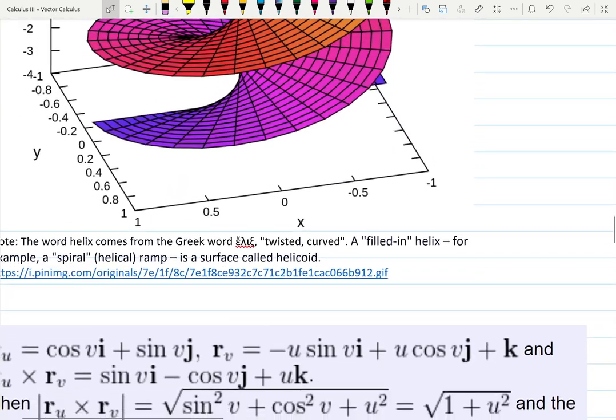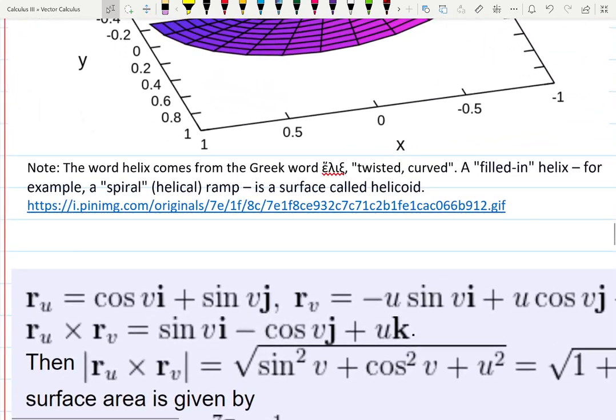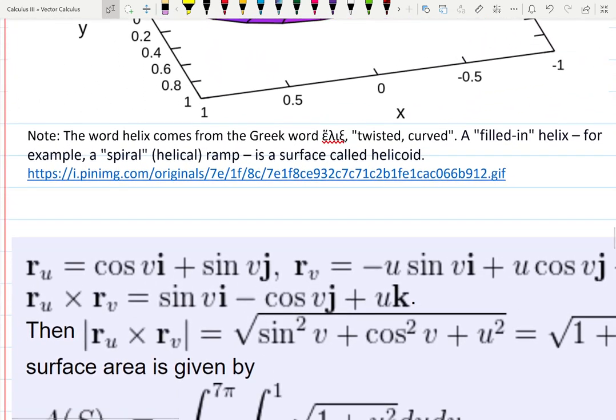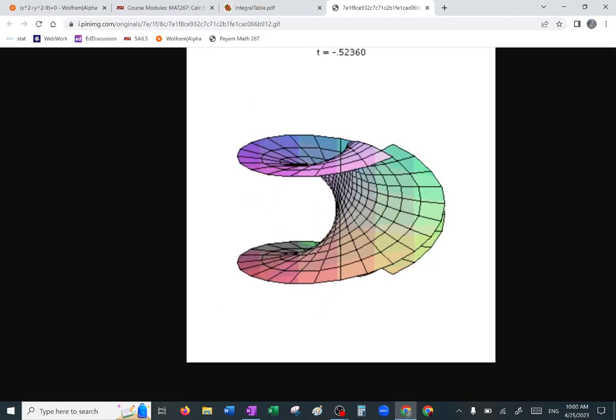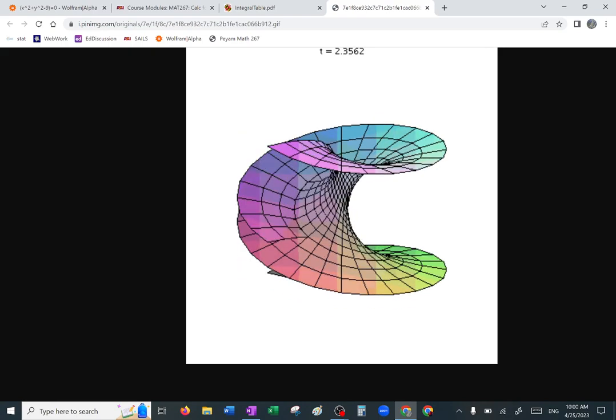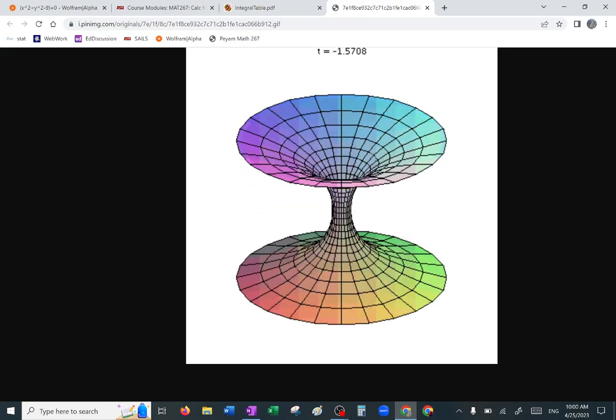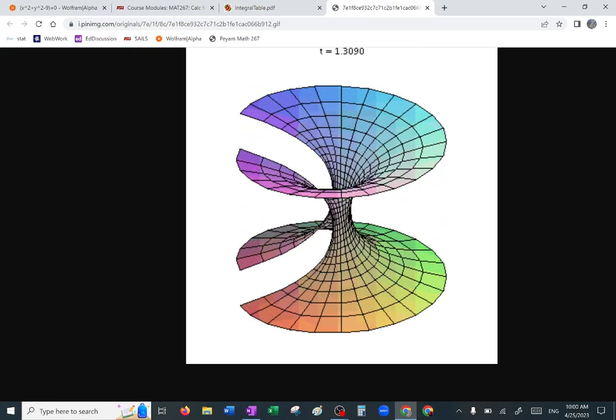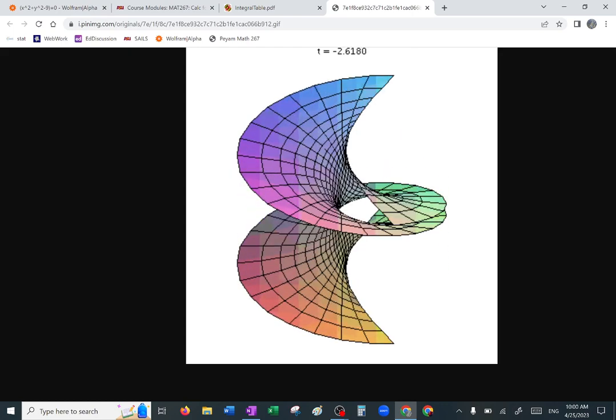So my note, I actually decided to Google why it's called differently. The word helix comes from the Greek word twisted or curved. That's helix, right? A filled-in helix, for example, is a spiral, and that is a surface called helicoid. Pretty cool. I found it pretty fascinating. It actually has lots of cool properties. You can fold it together into cool shapes. So you will see some applications with that, for sure.